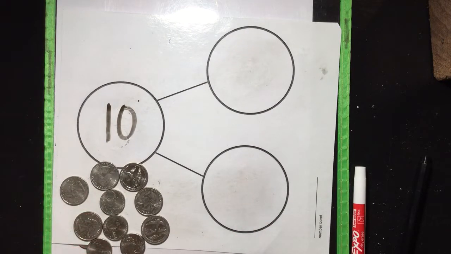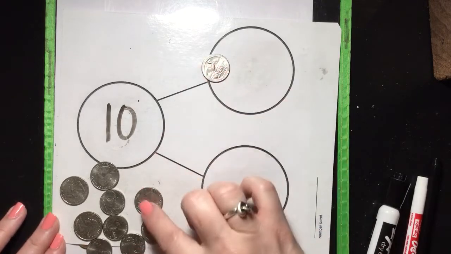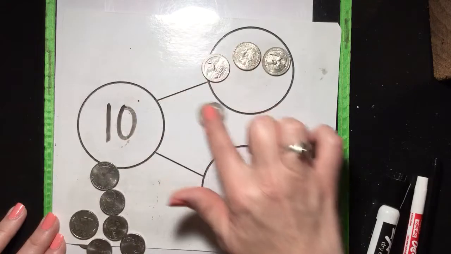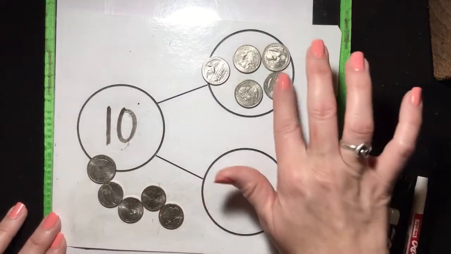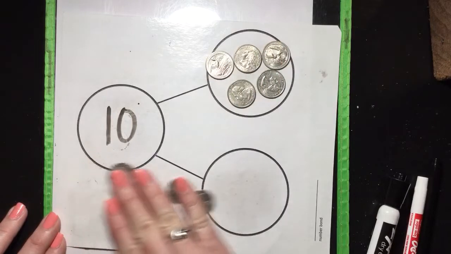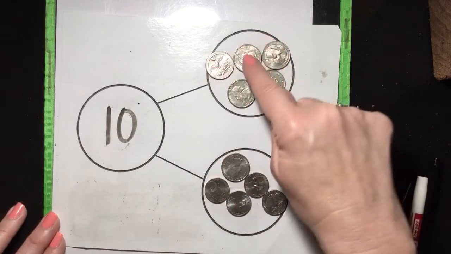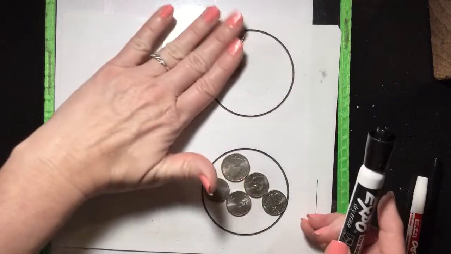But now I'm going to sort them out separately and see how many I have separately. So let's put my quarters up here. See how many quarters I have. There's another quarter. And then the rest of mine are nickels. So let's count how many quarters I have. 1, 2, 3, 4, 5. So I have 5 quarters.